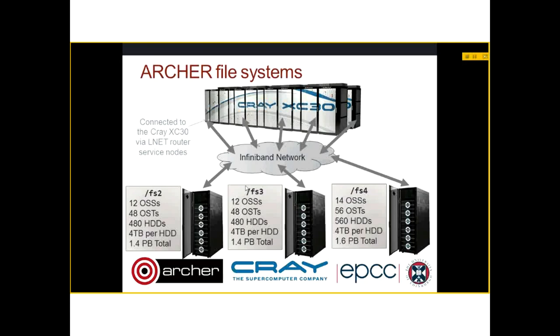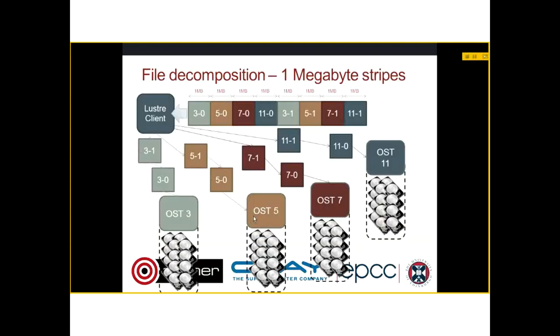So that gives me an overall idea of how it's connected. The high-speed network in Archer is fast, InfiniBand is fast, and the disk drives are fast as well, and they're parallelized up. So if you arrange your access to them well, then you can get very high bandwidths. So how's that done?